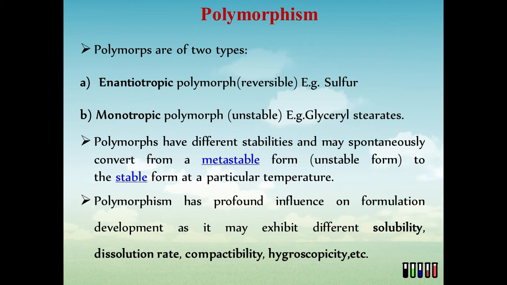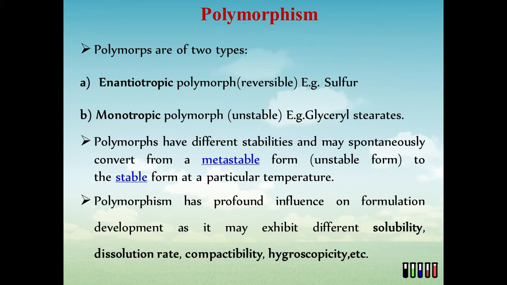Then, polymorphs have different stabilities and may spontaneously convert from a metastable form, which in simple language we can call an unstable form, to the stable form at a particular temperature. It means polymorphism is a phenomenon in which the crystalline structure converts from a somewhat unstable form to the stable one.